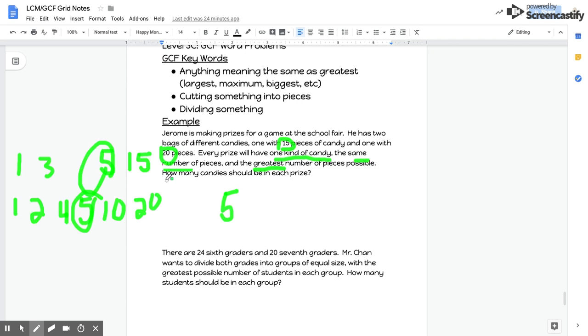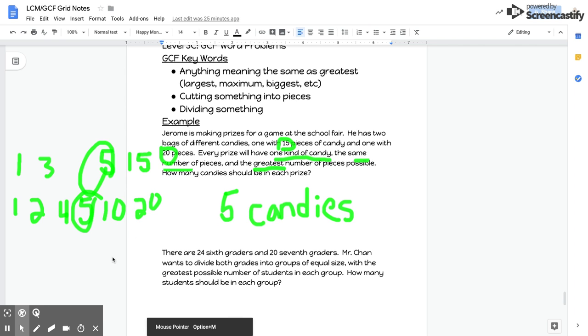So 5 what? Let's reread the question. How many candies should be in each prize? Since they're asking for the number of candies, candies should be my label. So 5 candies. Okay, I'm going to go ahead and read the next problem.